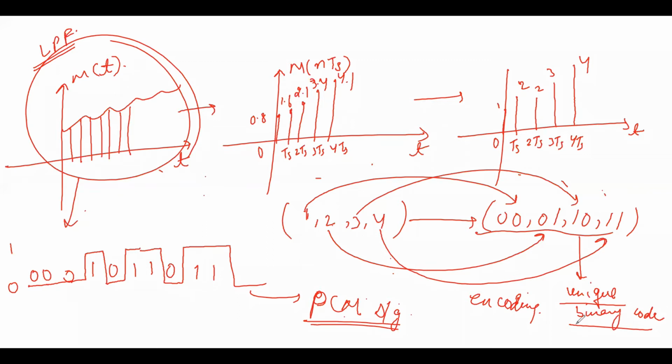Is that clear to all of you? Ma'am, can you please repeat it? Okay, which point? Encoder. I'm repeating about encoder. Encoder represents each of the different quantization voltage by a unique binary code.